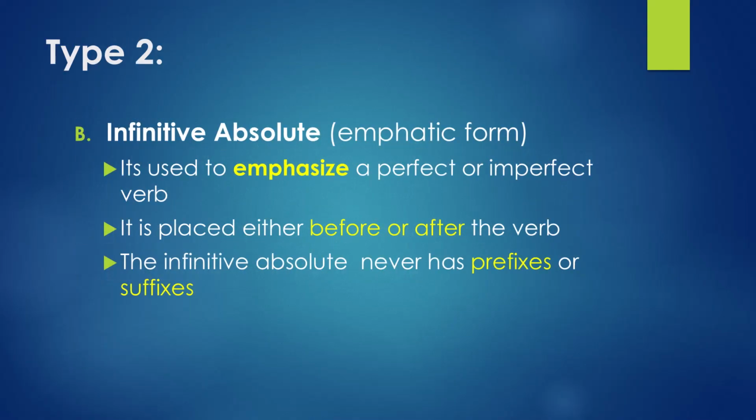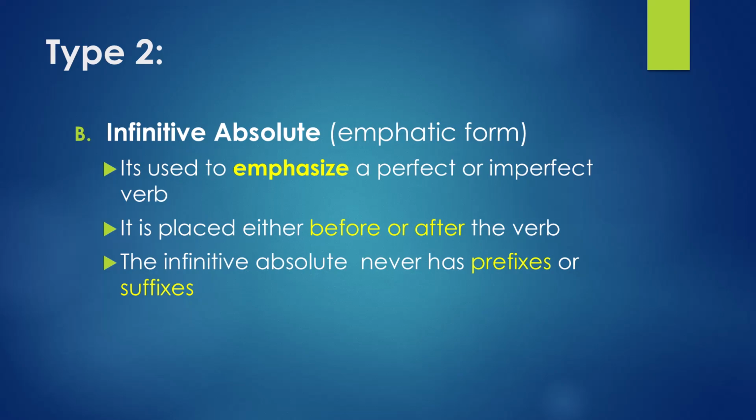And next we look at infinitive absolutes. Remember, there are two kinds of infinitives. We have infinitive construct and infinitive absolute. Now, infinitive absolutes are used to emphasize a perfect or imperfect verb. And they have two ways of placing them. They can be either placed before the perfect or imperfect verb, or after the verb, depending on the function that it is playing in the sentence. We're going to look at this. But for now, know that the infinitive absolute is used to emphasize a perfect or imperfect verb. And the function is going to depend on where it's placed, before or after the verb.